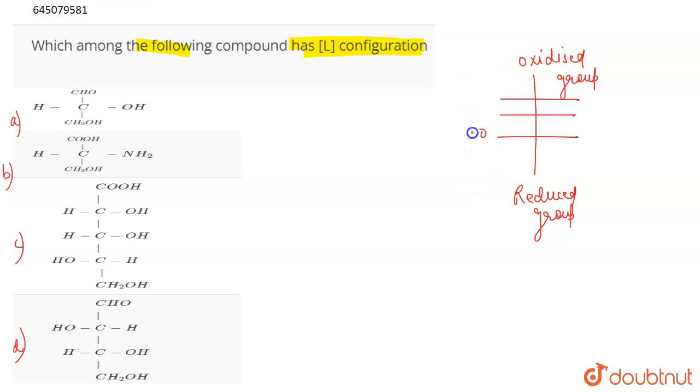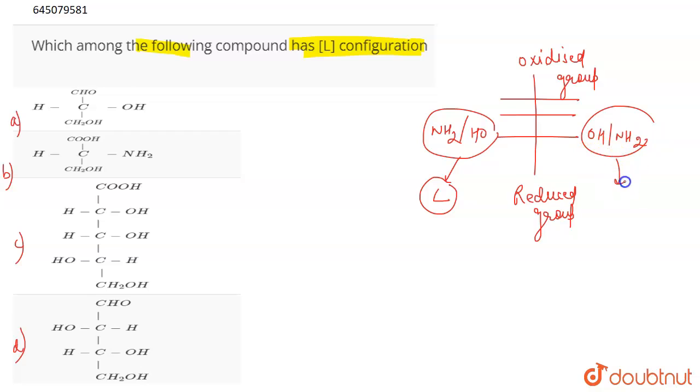If the hydroxyl group or the amine group is present on the left hand side, then it is the L configuration. And when these groups are present on the right hand side, then it is a D configuration. This is the best way to identify the L configuration or the D configuration.